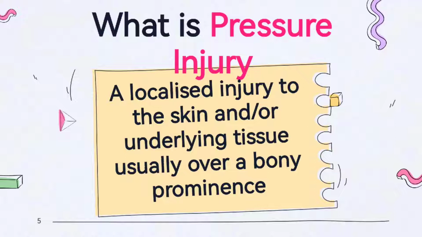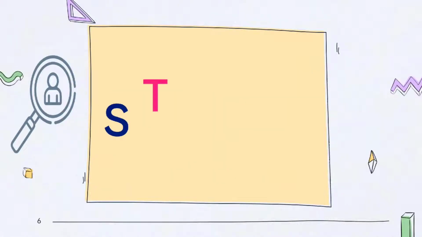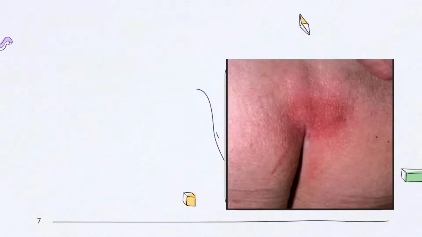Now again, what is pressure injury? Always remember that pressure injury happens over a bony prominence. Okay? Over a bony prominence. Other than that, if the wound exists in other parts of the body where there are no bones, that means that is not pressure injury. I hope this is clear for you. Now let's talk directly about the stages of pressure injury.